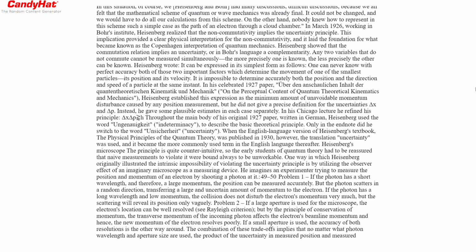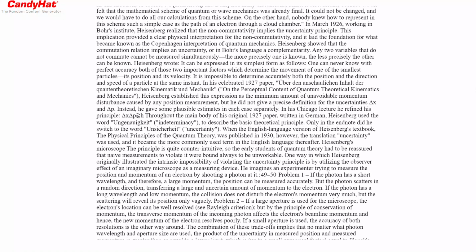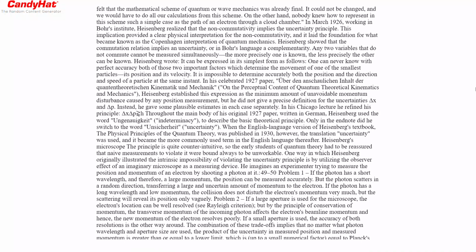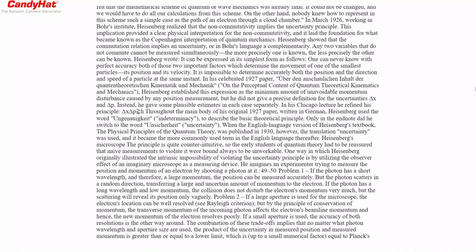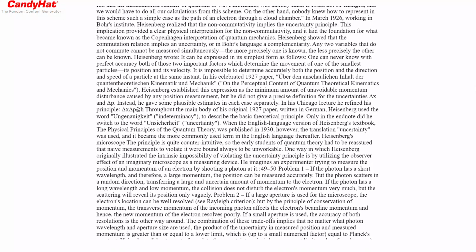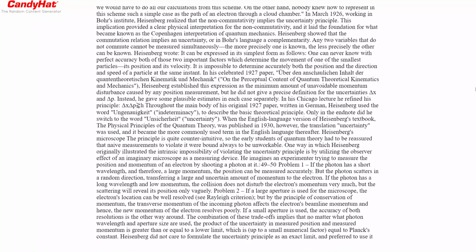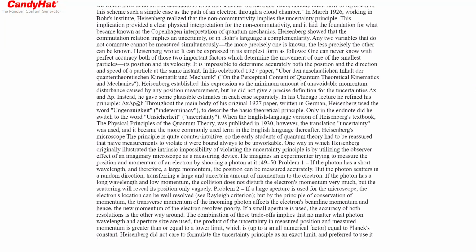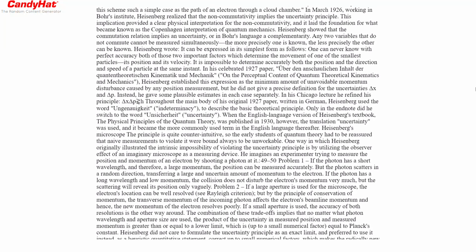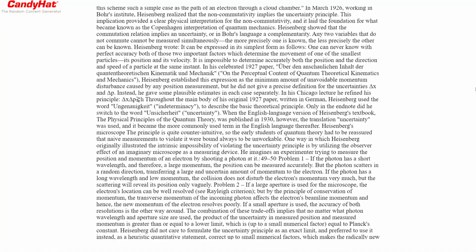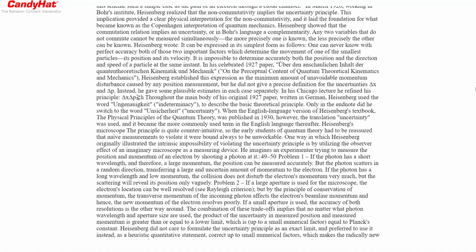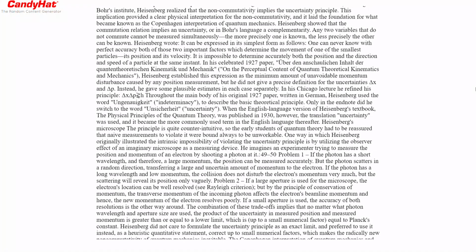Problem 1. If the photon has a short wavelength, and therefore a large momentum, the position can be measured accurately. But the photon scatters in a random direction, transferring a large and uncertain amount of momentum to the electron. If the photon has a long wavelength and low momentum, the collision does not disturb the electron's momentum very much, but the scattering will reveal its position only vaguely.